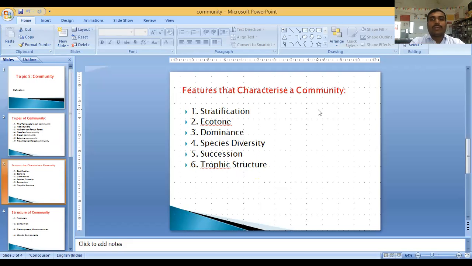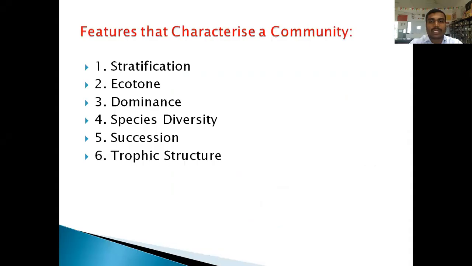Today in this lecture we will study the various characteristics of the community. These features that characterize a community are as follows. You can see in this slide these are stratification, ecotone, dominance, then species diversity, succession, that is ecological succession, and trophic structure. We will see one by one. Okay, first we will study the stratification.